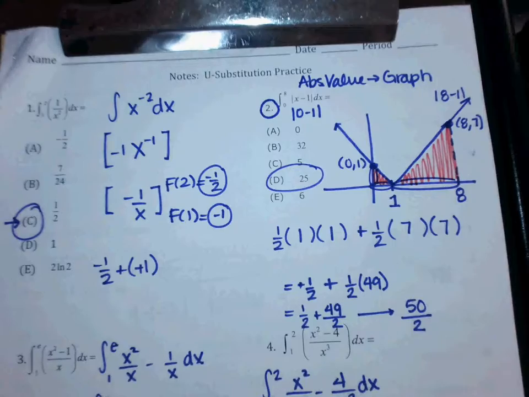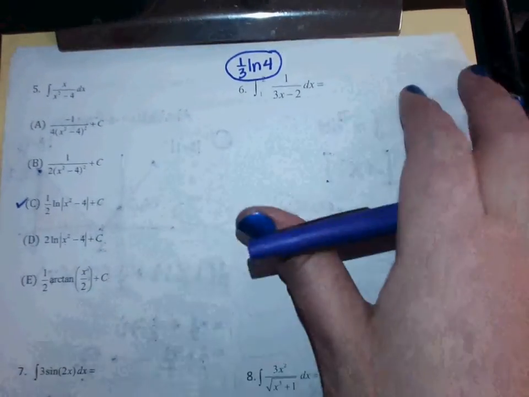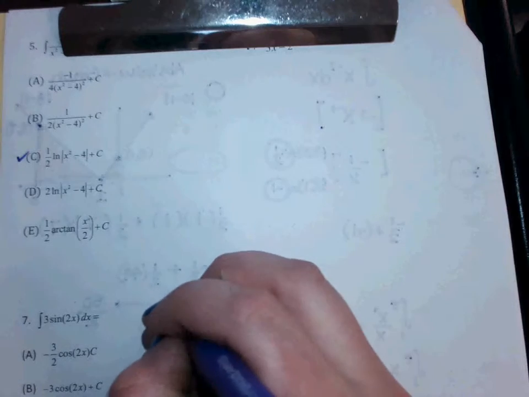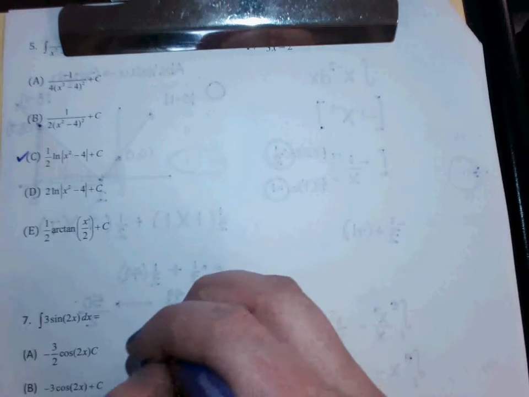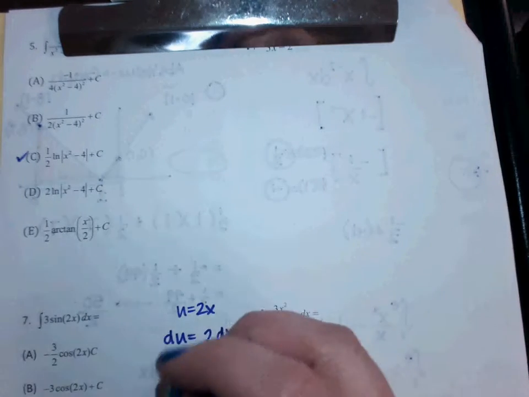I also need help on number 7. Number 7. Okay, what'd you pick as your U? So my U, I got just 2X. Perfect. Okay, what's your DU then? My DU was, okay, hold on. U is 2x. DU is what? It's just 2. 2dx, okay. Then dx is du over 2, right?